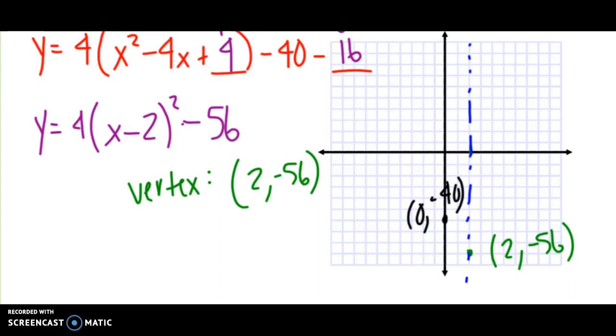And how did I find that? I just put it into my equation, put x in as 0. So if it's 2 to the left here, it's going to be 2 to the right here. So that would be the point 4, negative 40. So 2 units left, 2 units to the right.